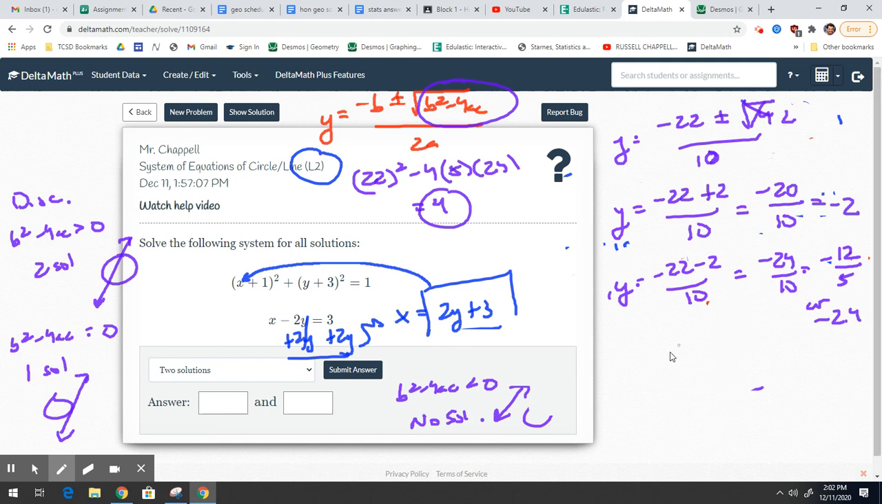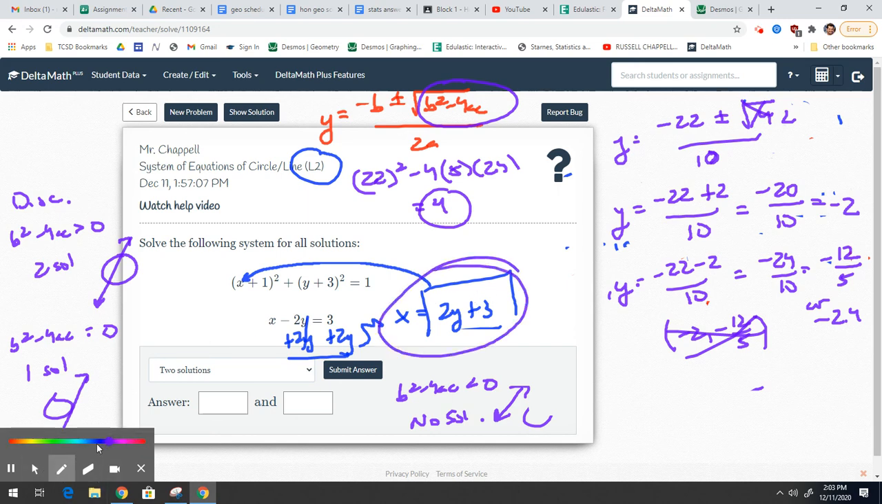I don't care. Now, this is not a point. Negative 2, negative 12 fifths is not your solution. You need to take these y values and plug them into this equation to get your x value. So let's do that here. I'll do it in red. Let me do some more erasing right here so I have some space.